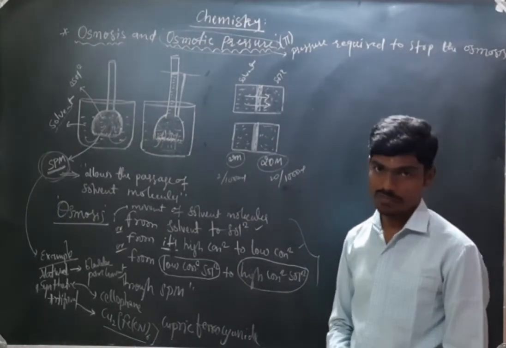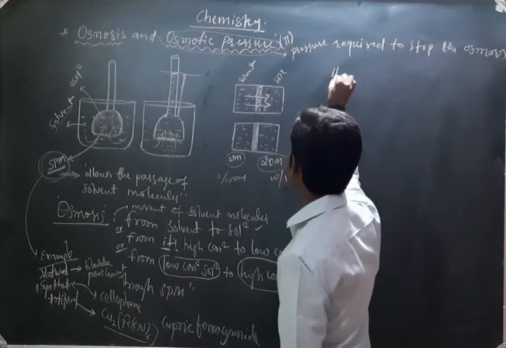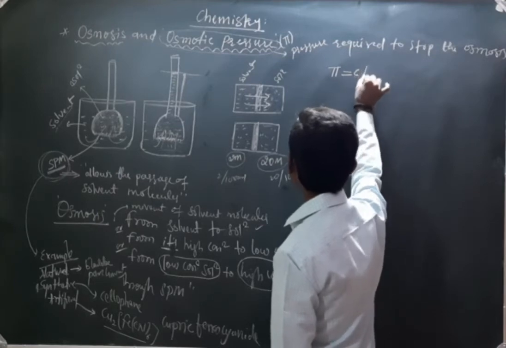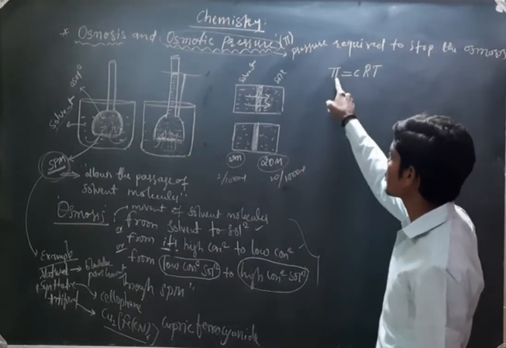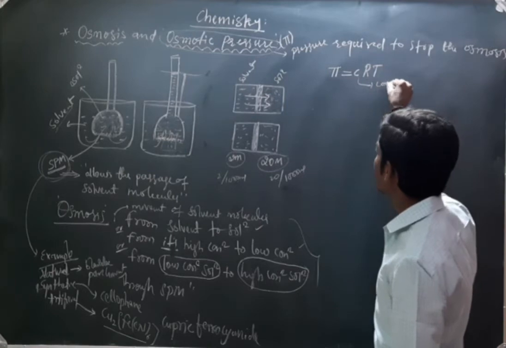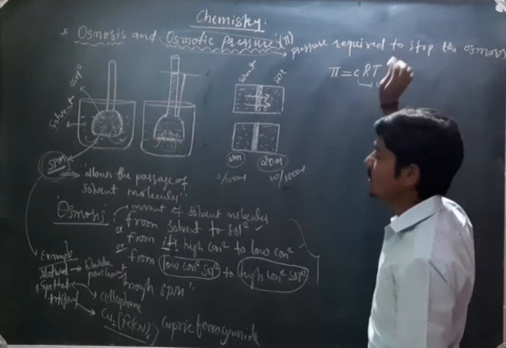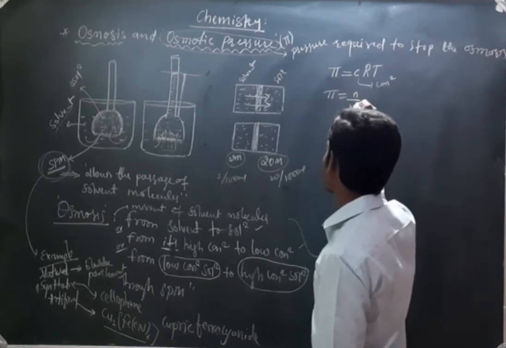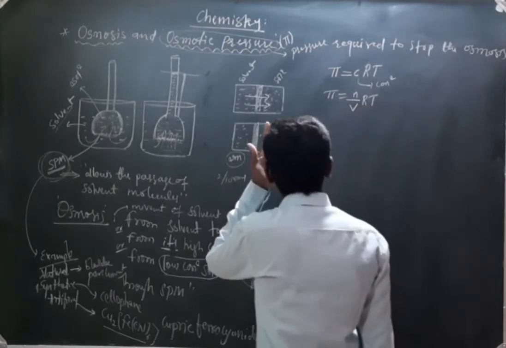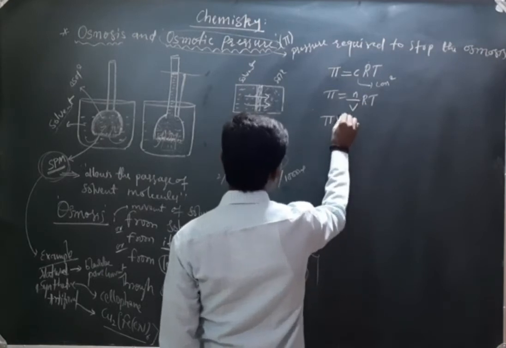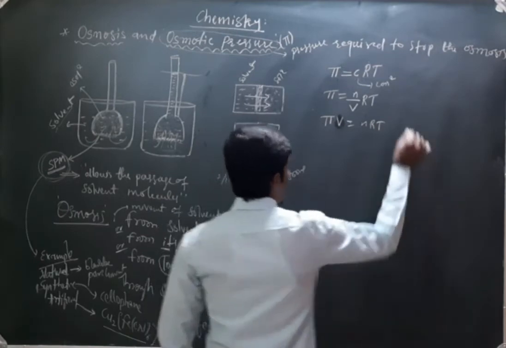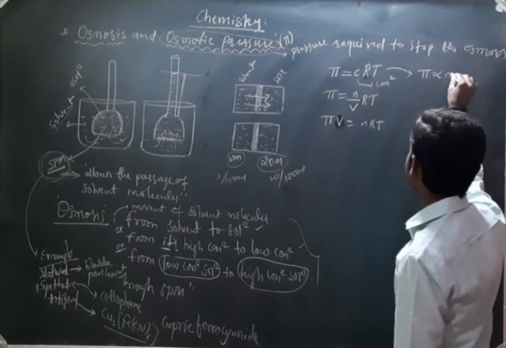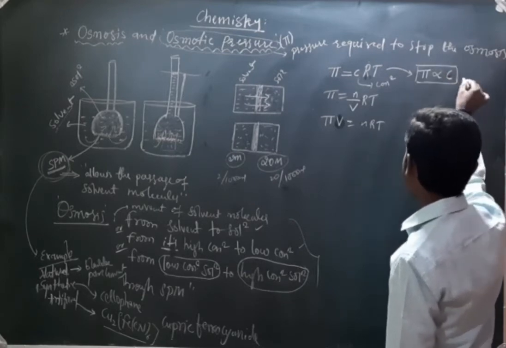Why is it a colligative property? Here Van 't Hoff observed that osmotic pressure is given by pi equals CRT, where C is concentration, R is the universal gas constant, and T is the temperature. C is the number of moles of solute divided by the volume of solution, so pi V equals nRT also. At a given temperature, R and T are constant, therefore pi is directly proportional to C, where C is concentration.